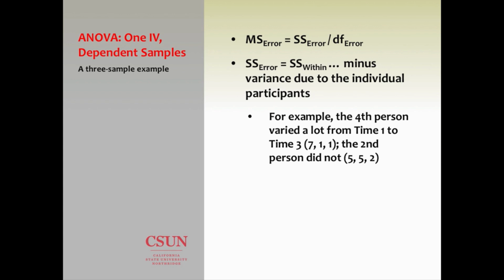And that's important because on the top part of the fraction, we still have the mean square between groups. That's a measure of how far apart the means are from each other at the 3 time points.